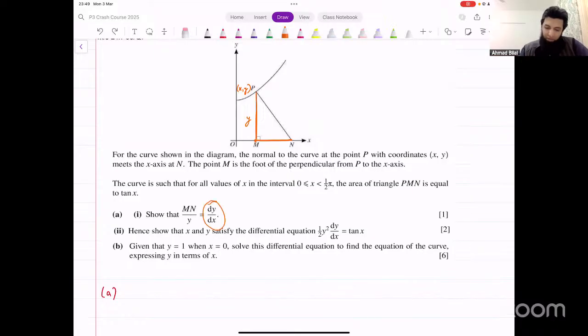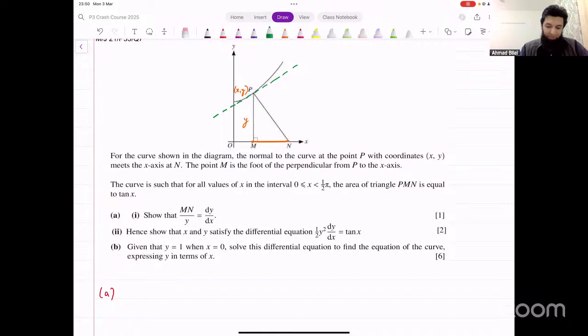Now, dy over dx, that's the rate of change of y with respect to x. That would be the gradient of this line. The gradient of the tangent is this. What about the gradient of the normal? It would be the negative reciprocal of that. Okay, so the first part is a bit tricky.